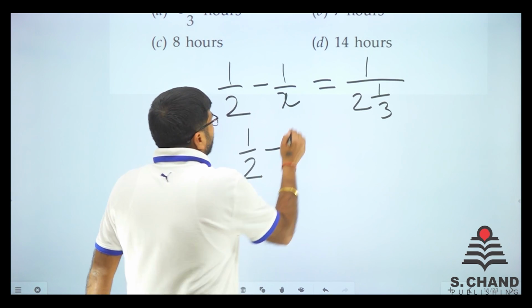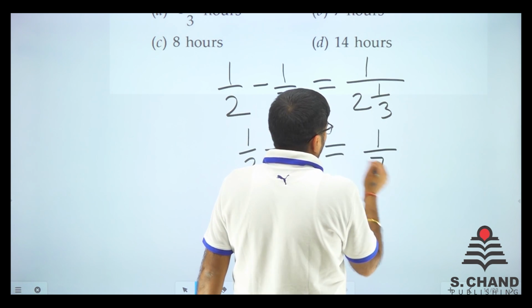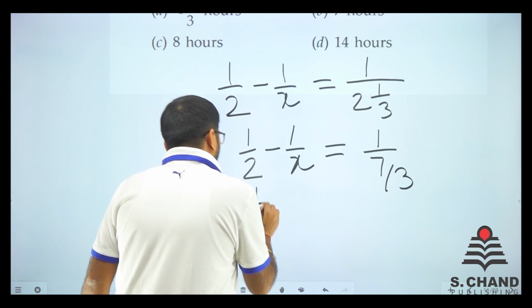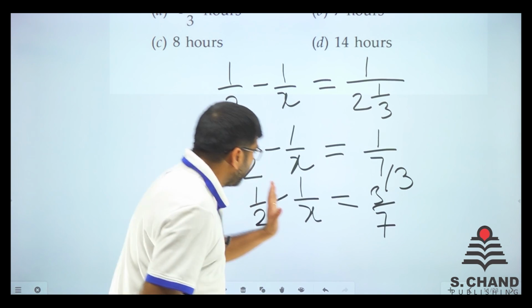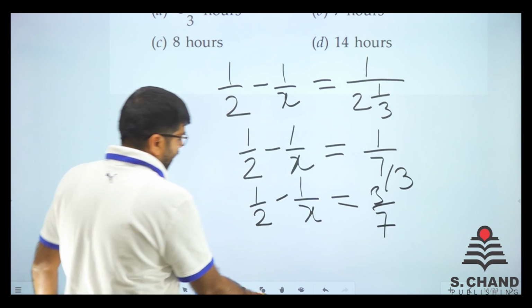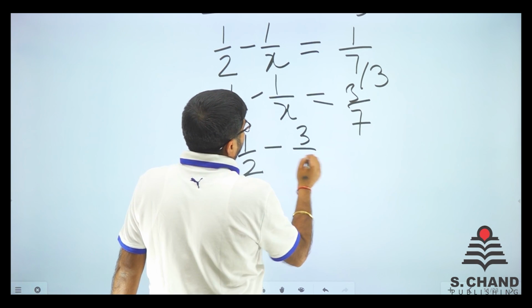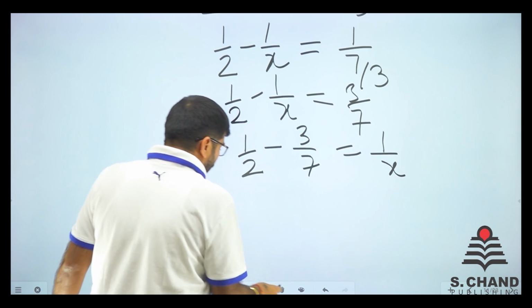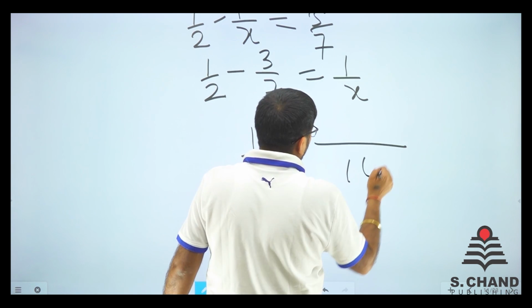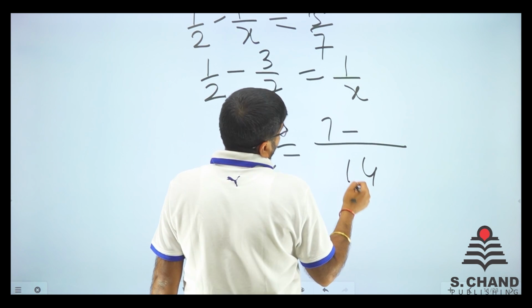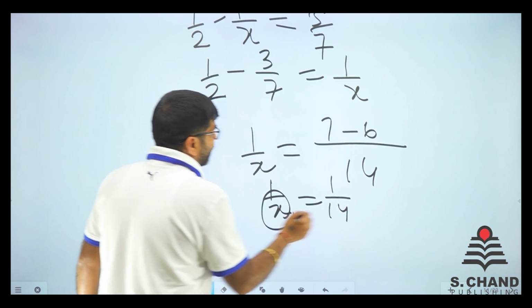So let's calculate this and we'll get the answer for X. It is 1 by 2 minus 1 by X. Let's calculate the right side first: 2 3s are 6 and 1 is 7, so 1 by 2 1 by 3 is 1 by 7 by 3. So it becomes 1 by 2 minus 1 by X is equal to 3 by 7. Now move the minus 1 by X to the right and the 3 by 7 to the left, where it becomes minus 3 by 7. So 1 by 2 minus 3 by 7 is equal to 1 by X. 1 by X will be 7 and 2, that is 14; 7 minus 6 is 1. So 1 by X comes out to be 1 by 14, so X comes out to be 14.